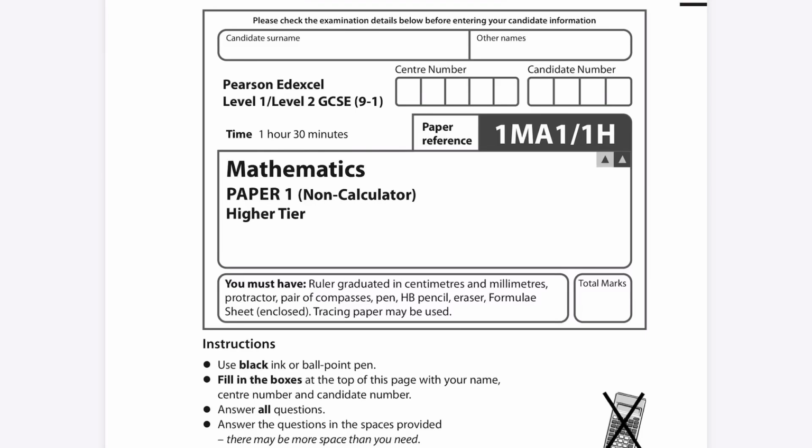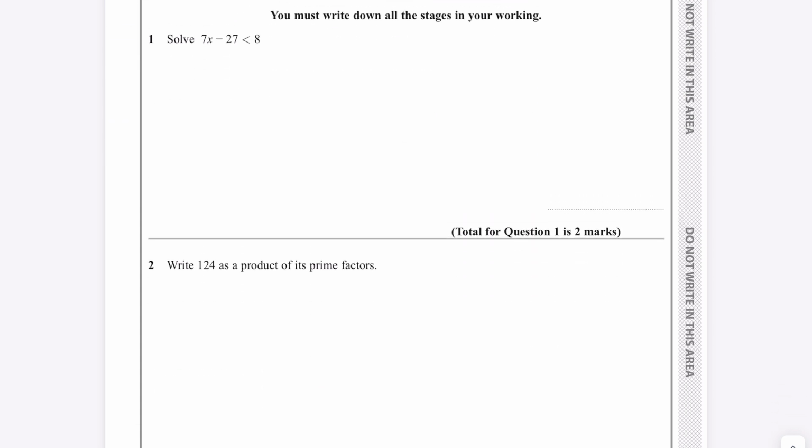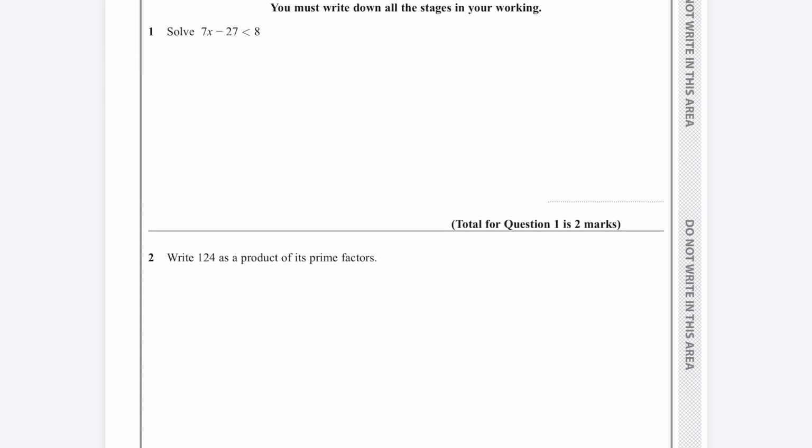In this video, I'll be going through the 2022 paper 1 higher. Let's make a start. So question 1, we've got an inequality. We can start by adding 28 to each side. That gives us 7x is less than 35, and we can divide each side by 7, and that gives us x is less than 5.